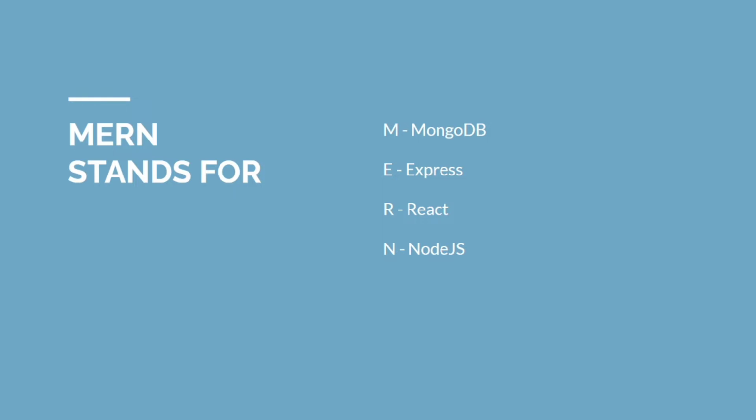E stands for Express, which is a library of Node.js and it is used for routing of our website. So all the different HTTP routes that are present in our website, everything will be handled using the Express library of Node.js. The third thing is R, the main component of MERN, that is React.